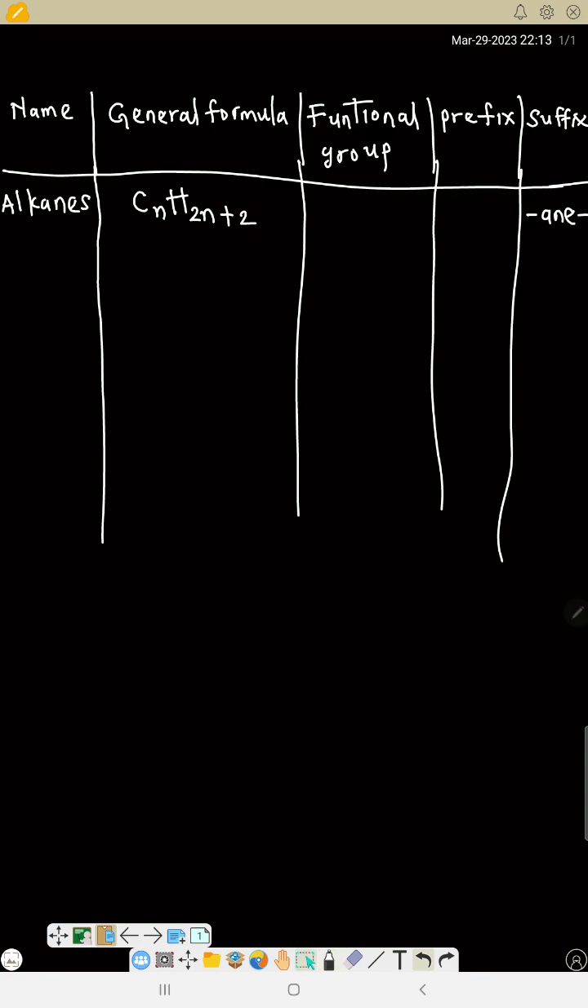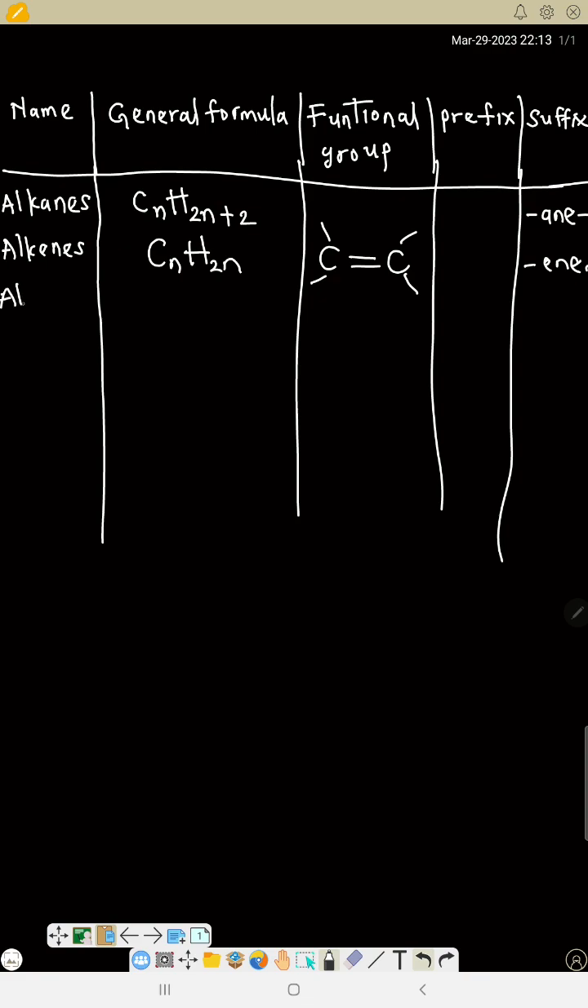So now alkenes. For alkenes, we know the general formula is CnH2n. We've discussed this, that you must have a double bond. Then the suffix is ENE.